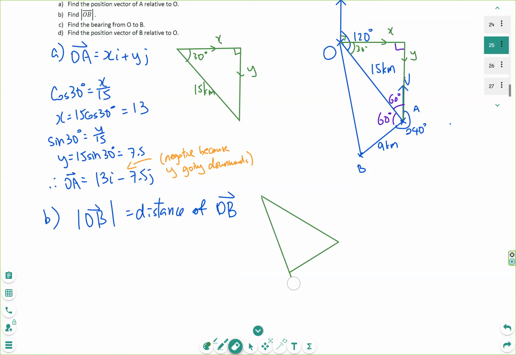Actually, it should be here. Yep. So that's O, B, A. This is 60 degree. This is 15. This is 9. So I want to find X. I want to find question mark. OB. Easy. So cosine rule.